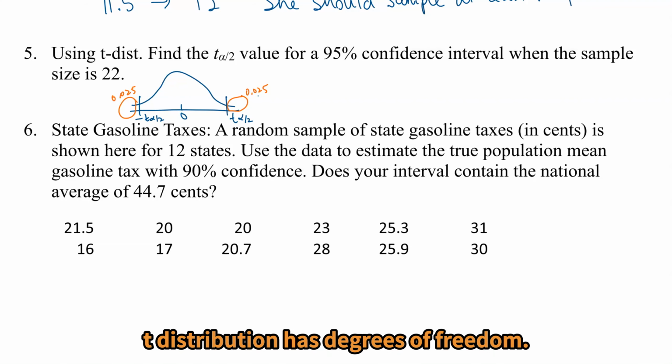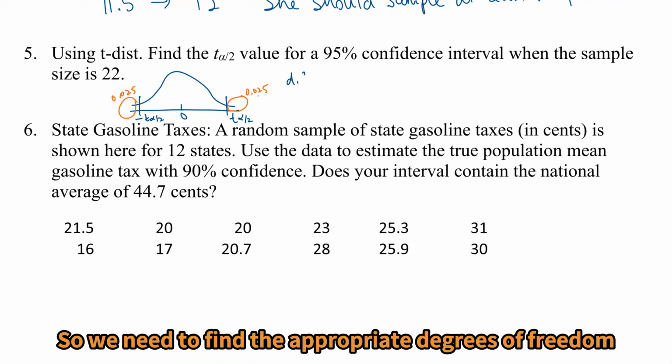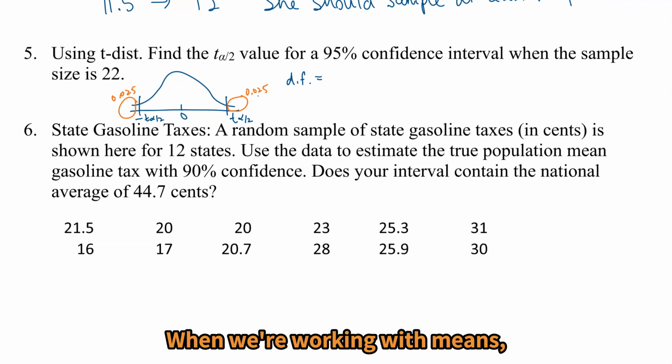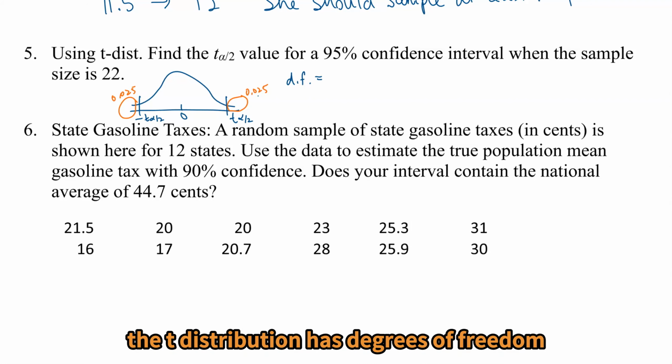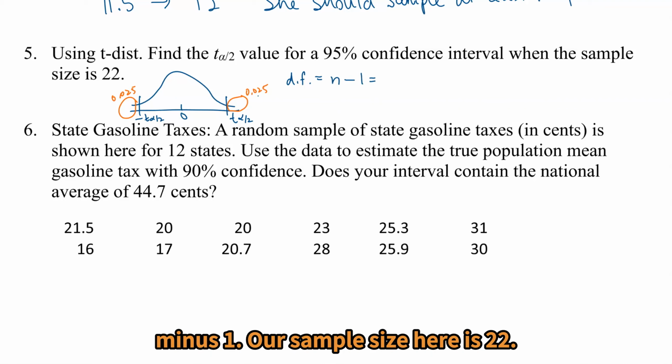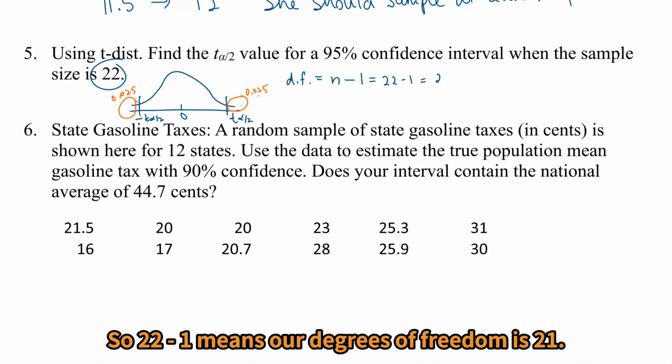The t-distribution has degrees of freedom, so we need to find the appropriate degrees of freedom for this t-distribution. When we're working with means, the t-distribution has degrees of freedom defined to be the sample size minus 1. Our sample size here is 22, so 22 minus 1 means our degrees of freedom is 21.